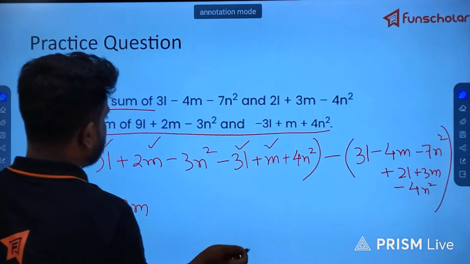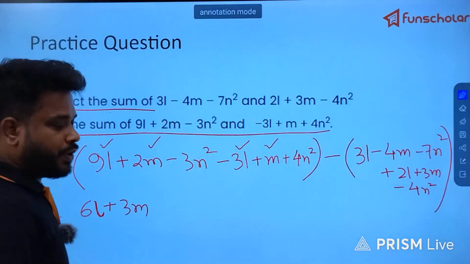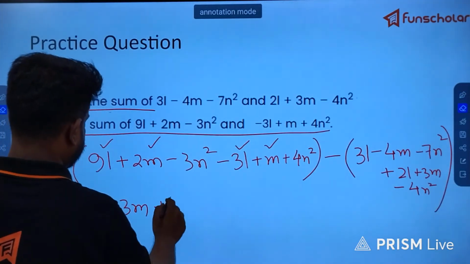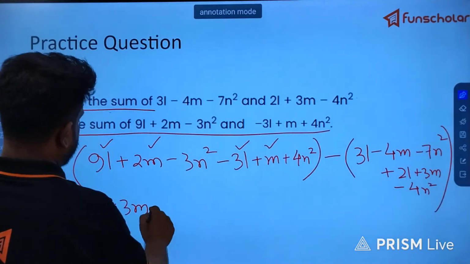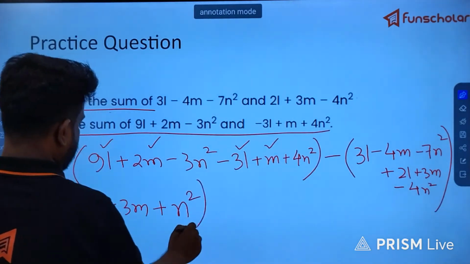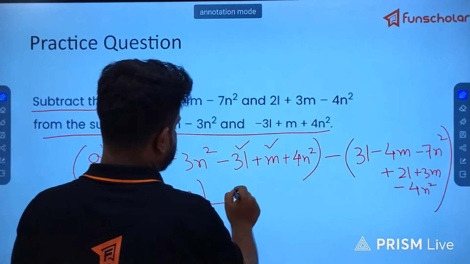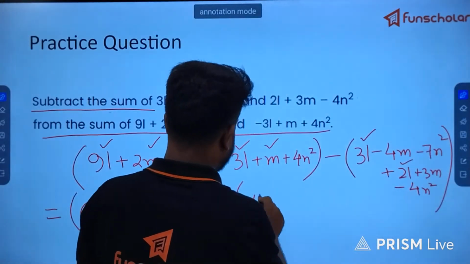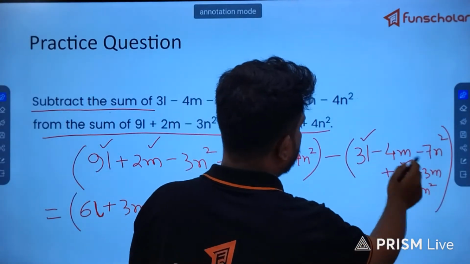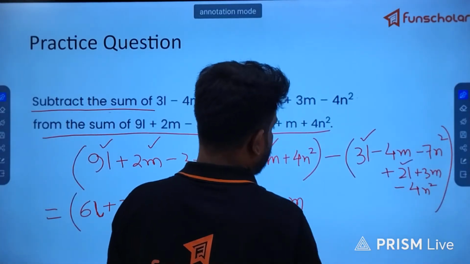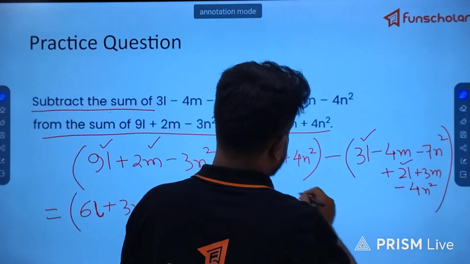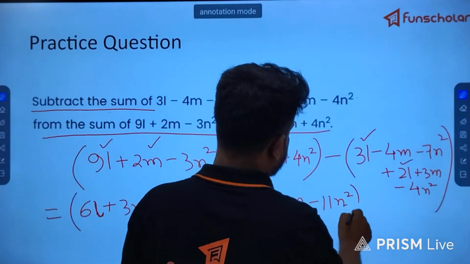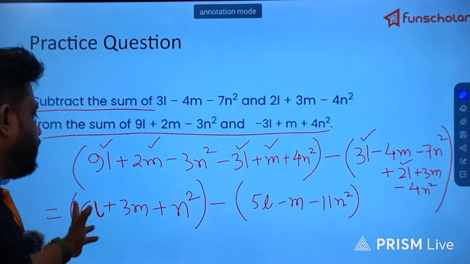So m are done, and we have 4n square minus 3n square. So it will be plus n square only. The next is minus. It will be 3l and 2l will be 5l. The next 4m and 3m will be minus m. And the third one is minus and minus minus, and 7 and 4 will be 11n square. Done. So it's done for all of them.